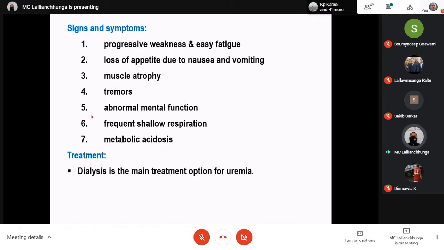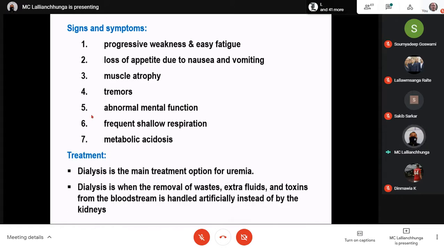What are the treatments? Dialysis is the main treatment option for uremia. So we all know dialysis. What is dialysis? It is the removal of waste, extra fluids, and toxins from the bloodstream, which is done by an instrument, or we can say artificially it is done. Under normal conditions, the kidneys, our natural excretory organ, will do dialysis.